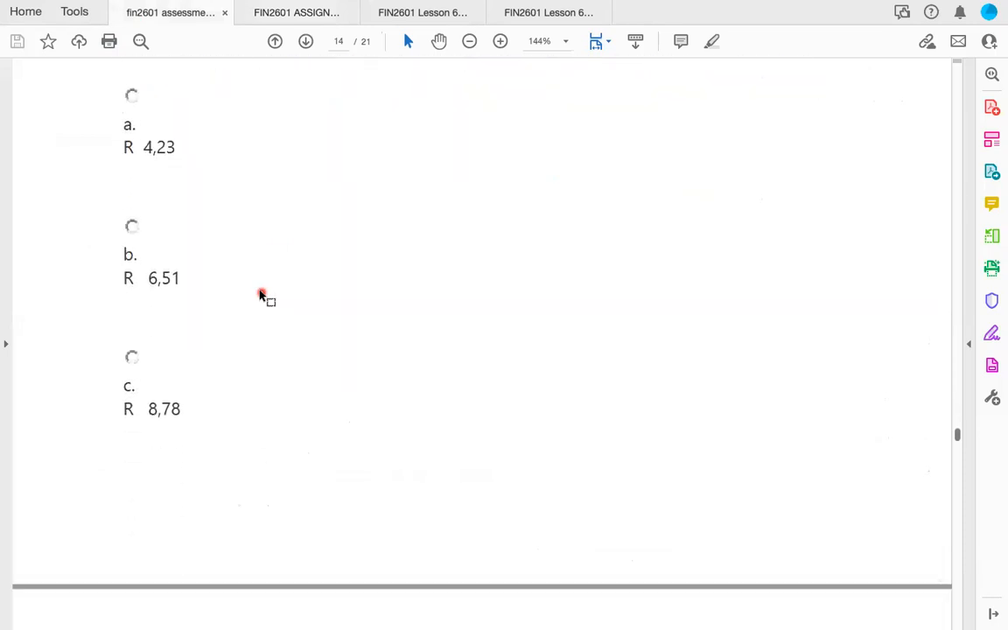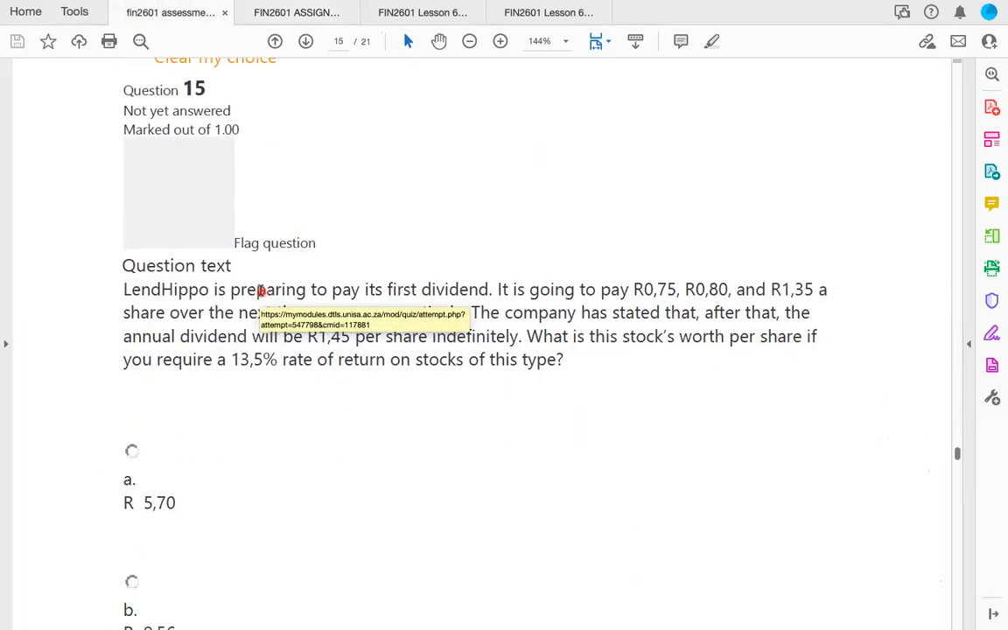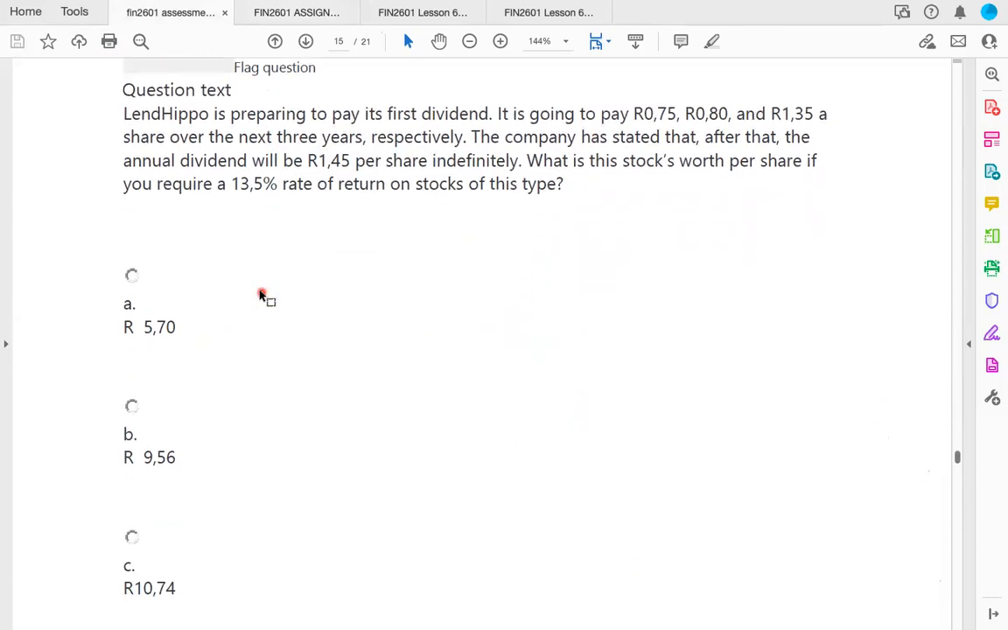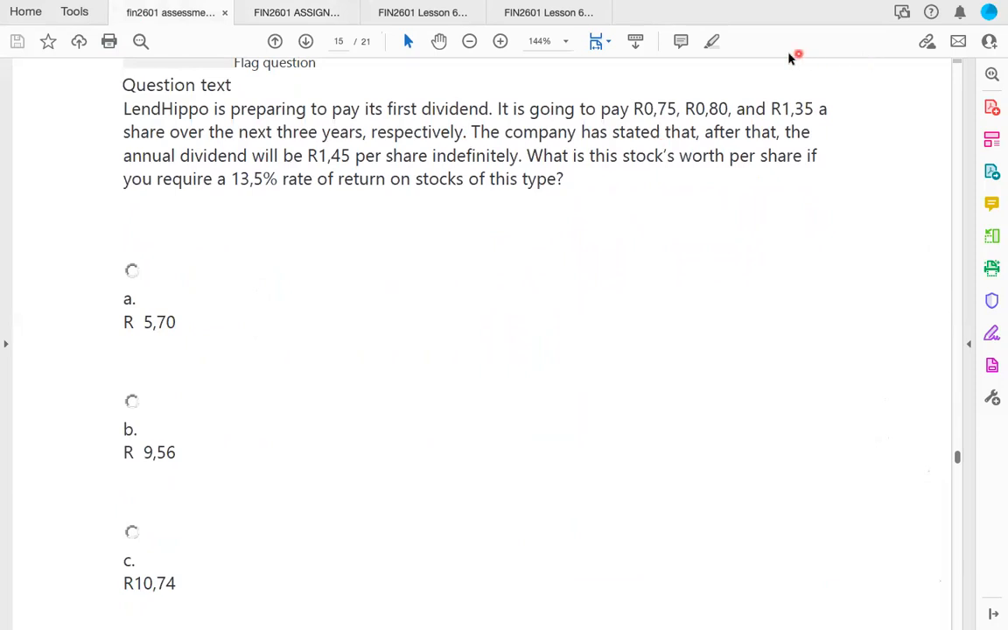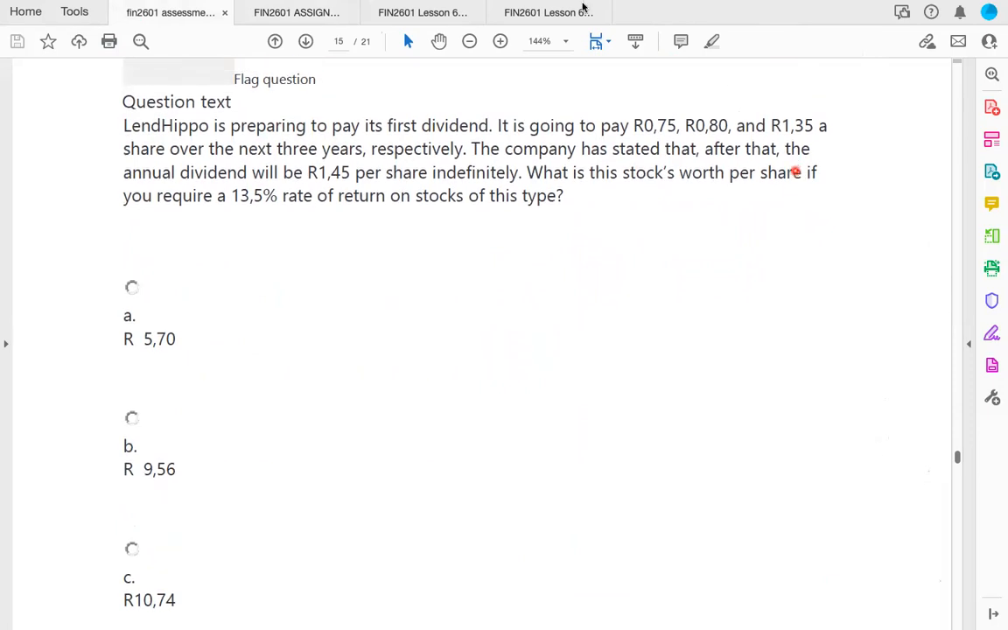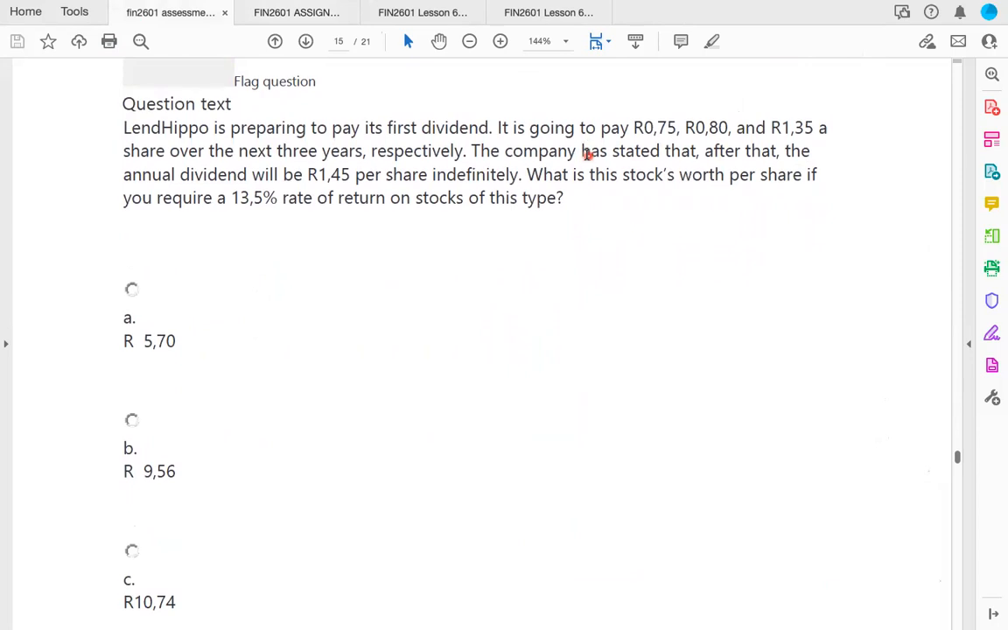Next, the next type of question I want to look at is question number 15. So question number 15 again is that similar type of question where it's not really clear cut. You have to draw a timeline. You have to think about what they're saying, what has happened in the past, what's going to happen in the future, and then you try to find the answer.